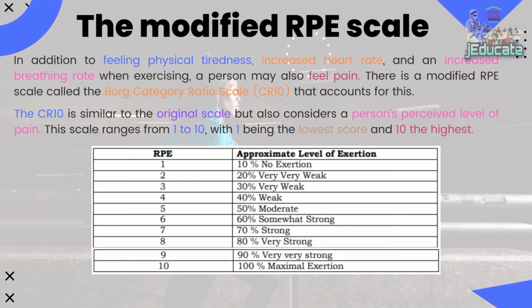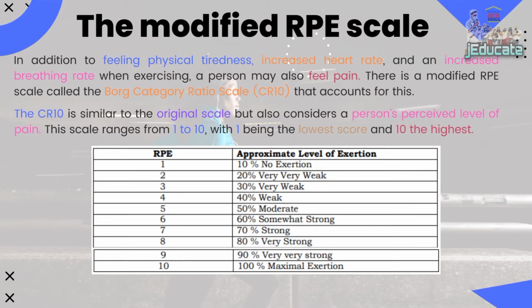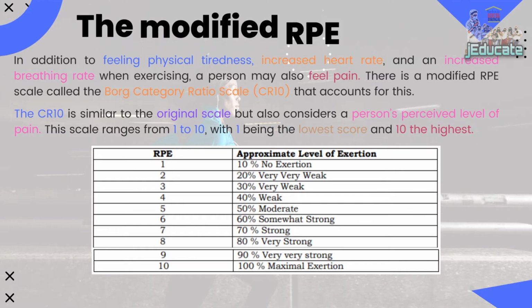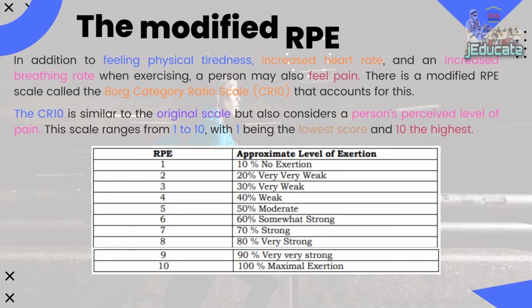RPE, approximate level of exertion. 1 is equivalent to 10%, no exertion. 2. 20%, very weak. 3. 30%, very weak. 4. 40%, weak. 5. 50%, moderate. 6. 60%, somewhat strong. 7. 70%, strong. 8. 80%, very strong. 9. 90%, very strong. 10. 100%, maximal exertion.